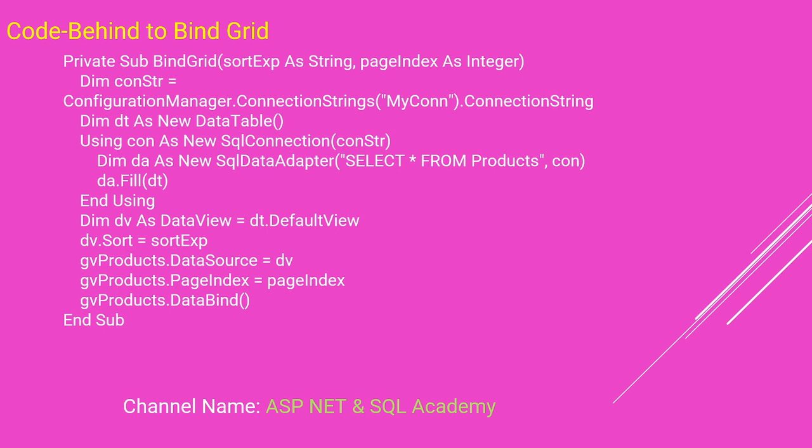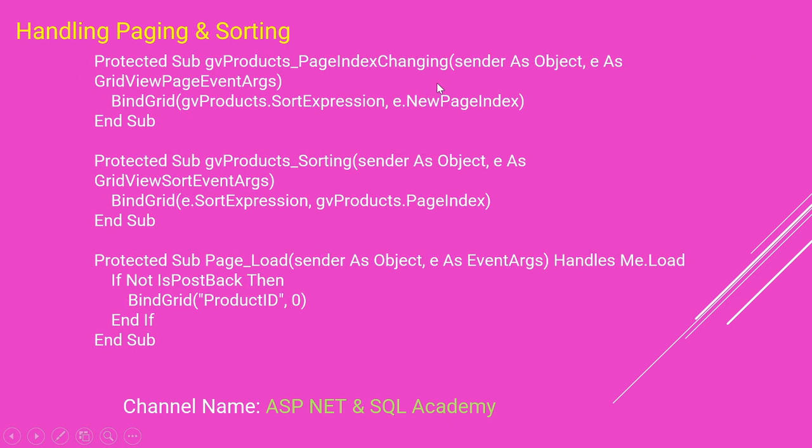This method fetches products from the database, applies sorting, and sets the correct page index before binding the data. These event handlers take care of sorting and paging. They rebind the grid view with the new parameters and trigger partial updates.